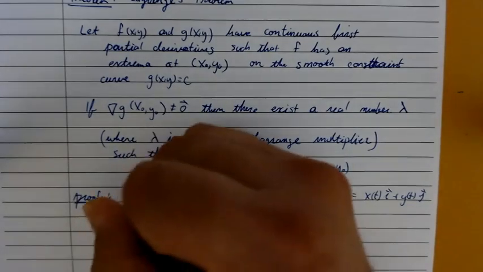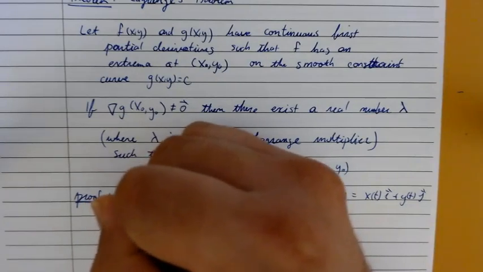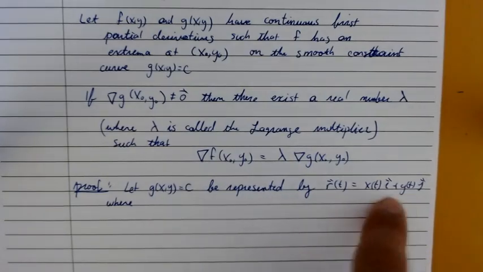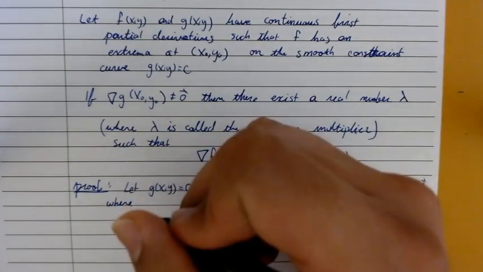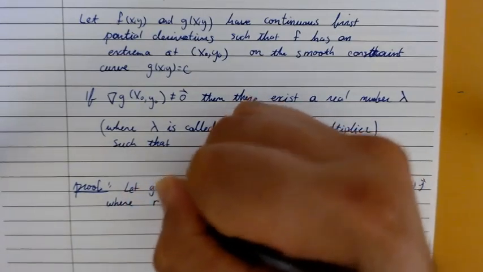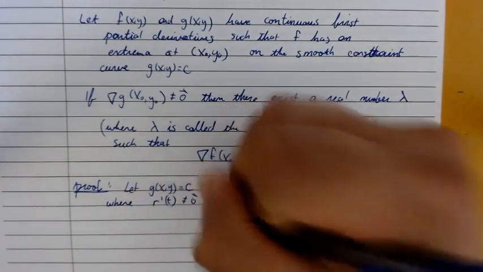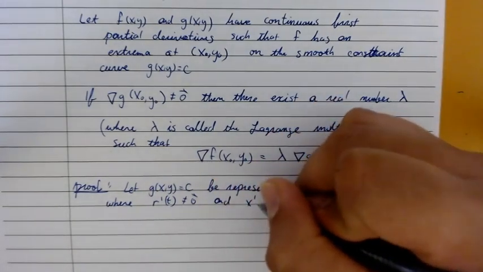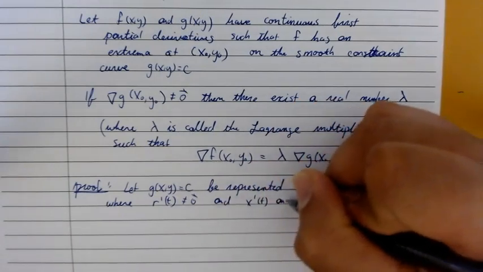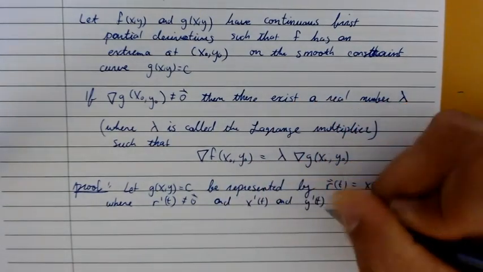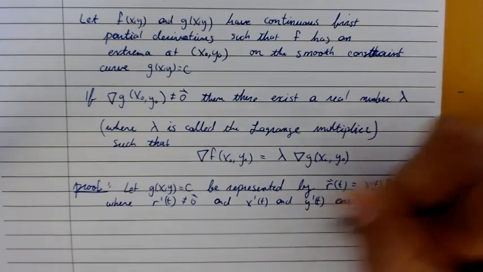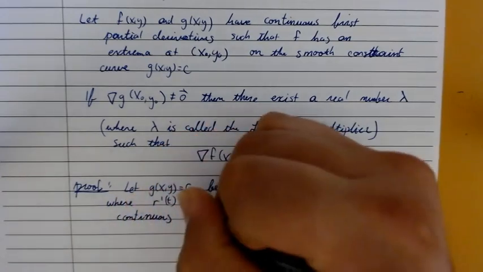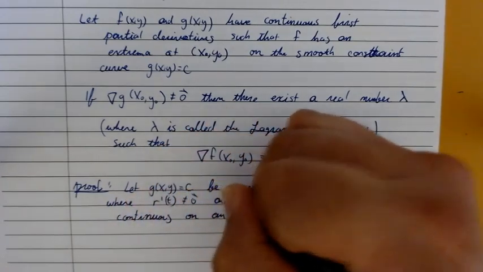Let that be represented where, so here we want some specifics about this, where r prime of t is not equal to the zero vector, and x prime of t and y prime of t are continuous on an open interval I.